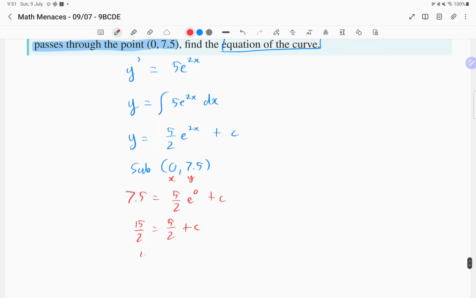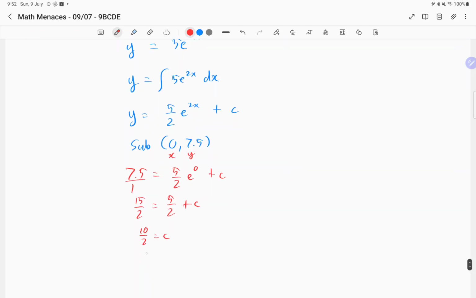Then you put that over there, 10 over 2 equals c. Where'd you get 15 over 2 from? Oh, that's 7.5. Because when you take 7.5 over 1 and times top and bottom by 2, you get 15 on the top and 2 at the bottom. So it's 15 over 2 equals that, so 10 over 2 equals c, so 5 equals c, which means that y is equal to 5 over 2 e to the power 2x plus 5.